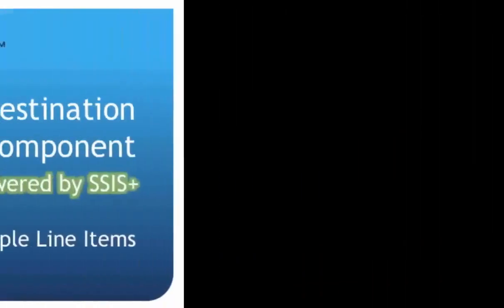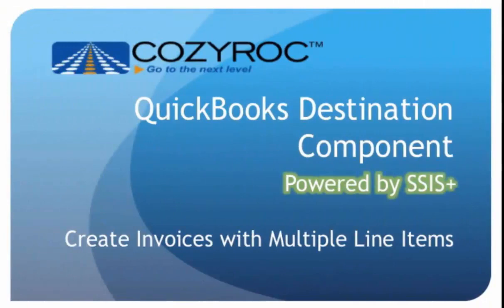www.cozyroc.com. In this video, we're going to talk about the QuickBooks Destination component, which you can use to integrate or migrate data to the QuickBooks Online Edition as well as the Desktop Edition. In this demo, I'll be using a QuickBooks Desktop Edition. This component comes in a package of tasks and components called SSIS Plus that complements the standard SSIS. In COZYROC SSIS Plus product, we provide source and destination components for QuickBooks which support both 32-bit and 64-bit modes.